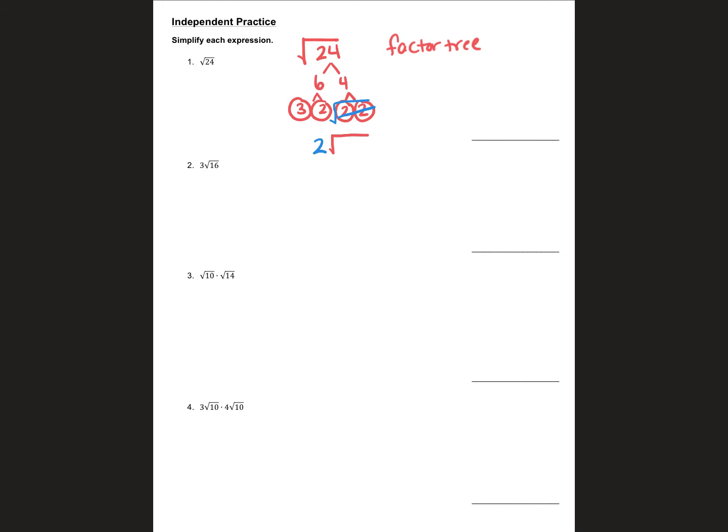Then I look to see what's left over. The 2 and the 3 were not in a pair. We multiply those leftovers and you put it inside. So the final answer is 2 radical 6.